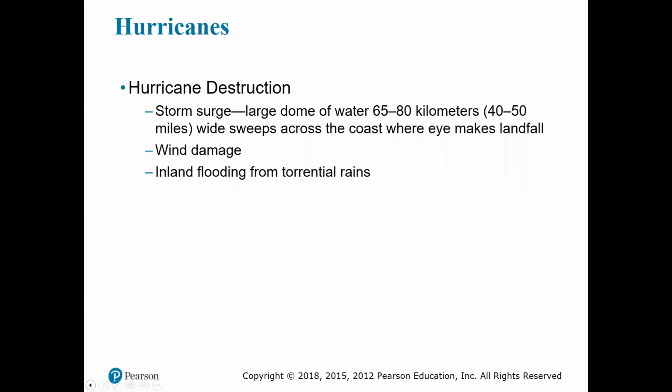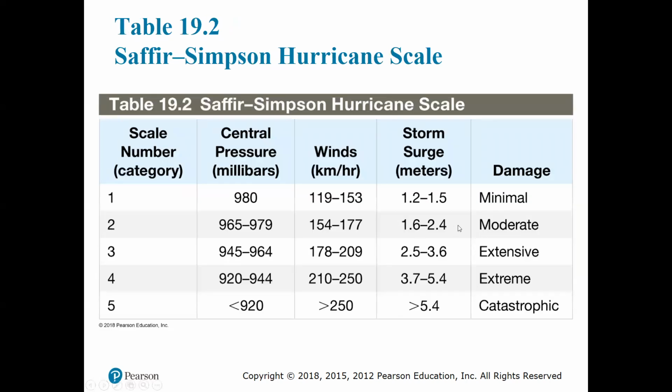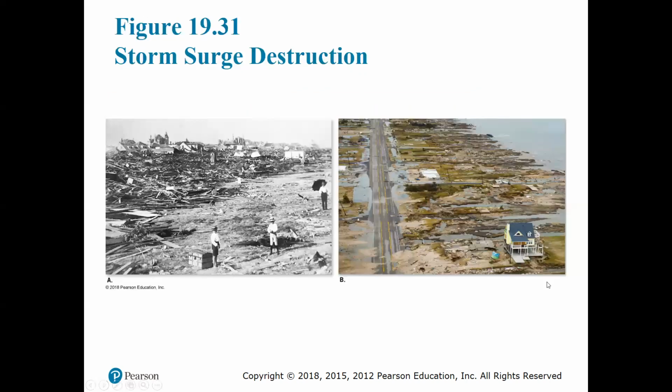So if we go back here, we're looking at storm surge. The storm surge associated with hurricane category 5 is greater than 5.4 meters. So we're talking about higher than 15 feet. So you basically got this ginormous wall of water that just sweeps up on the shore.